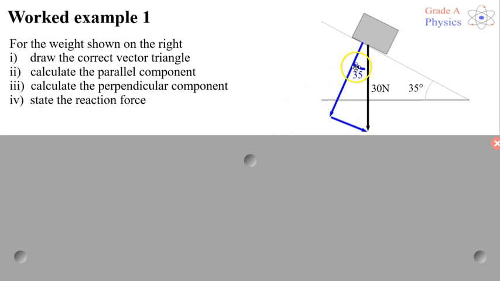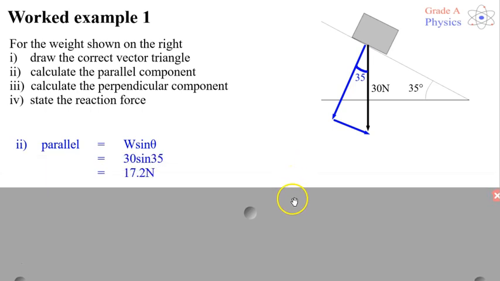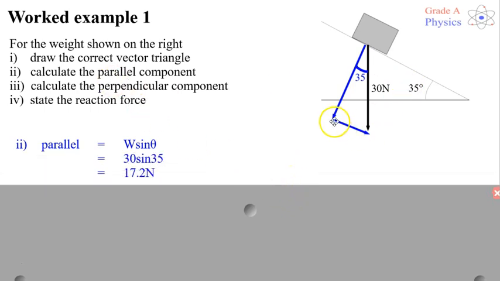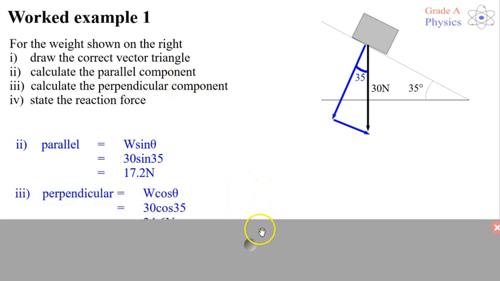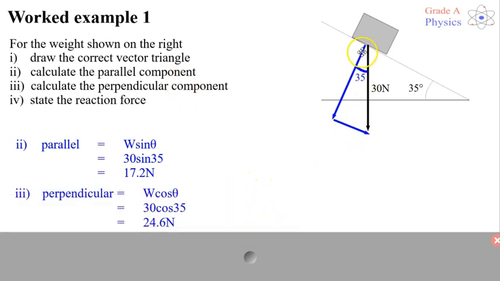Now even if it doesn't say that, you should always draw it to avoid making a mistake. So we've got our 30 newtons is the hypotenuse, 35 and 35, that's always the case. And then we can just do part 2 and part 3. Calculate the parallel component. This is this one over here. That's going to be opposite, so it's W sine theta, 30 sine 35. The perpendicular component, that's going to be adjacent, W cos theta, 30 cos 35.